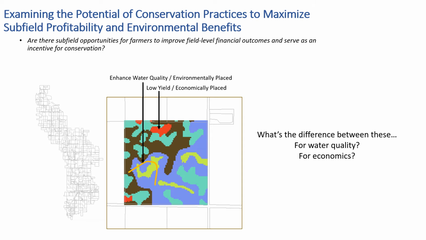Another chapter is thinking about this notion of subfield profitability, or taking areas of low yield or low economics and placing conservation practices in those areas to save money for the farmer. What I'm wondering is, how does that compare for water quality or for economics to areas that were chosen by software to be the most beneficial for downstream effects?